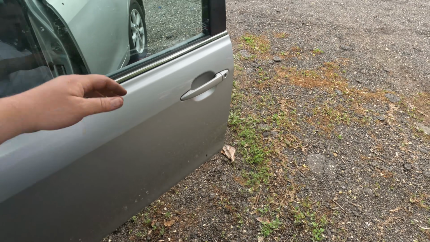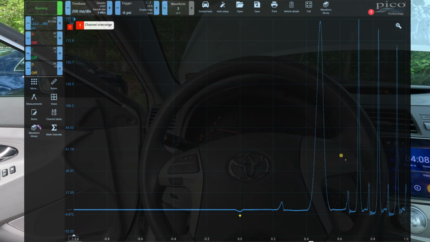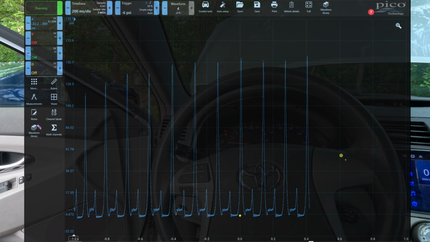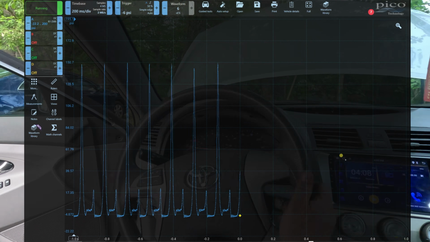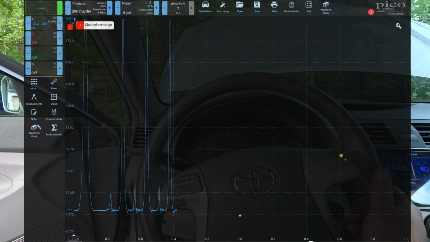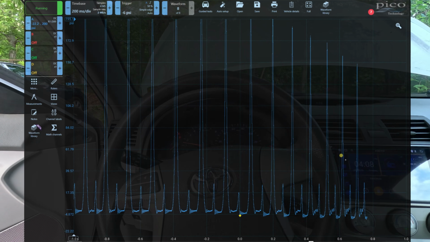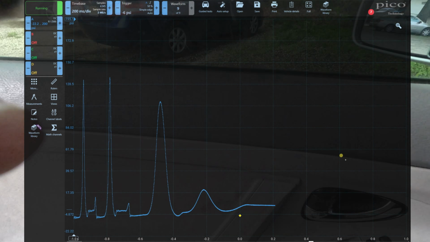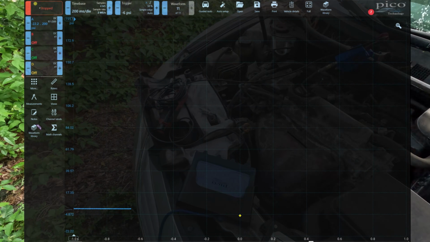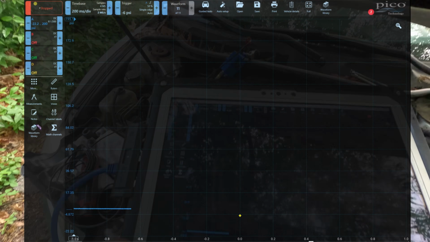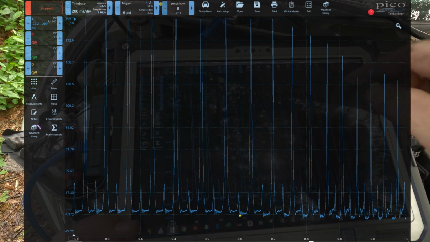All right, let's try this again. And now it's running. It's still running bad. Let me see if I can rev it up. Barely. It's about to stall. All right, let's check it out. Yeah, so this is when I'm revving it. Let's go back.